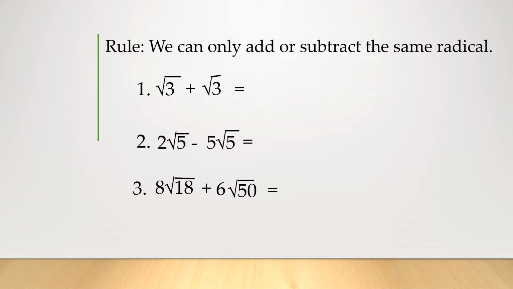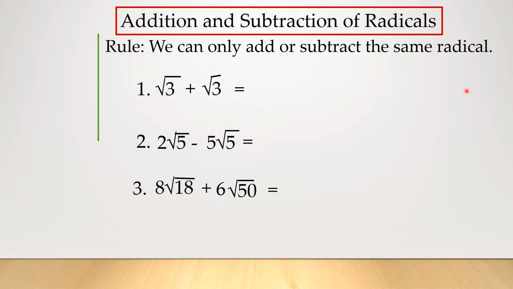Okay, now in addition and subtraction of radicals, we can only add or subtract the same radical. So when we say the same radical, they should be of the same index. So they are both square root or they are both cube root. And also the radicand should be the same.